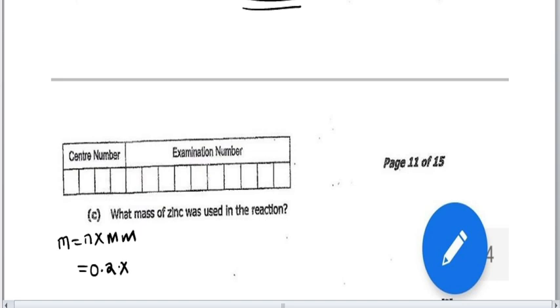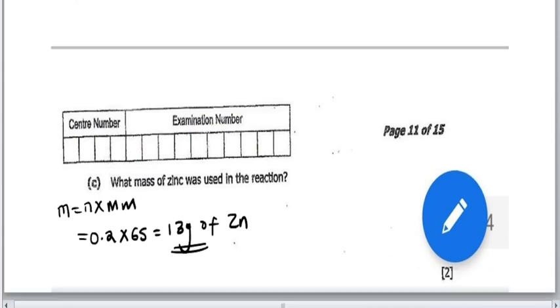Then what is the molar mass of zinc? The molar mass of zinc is 65 on the periodic table. So 0.2 times 65, we get 13 grams of zinc. So to get the mass, you just multiply the number of moles with the molar mass. Then you get the mass.